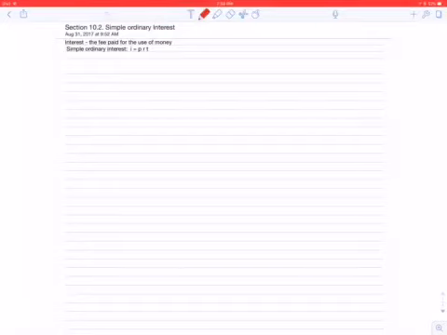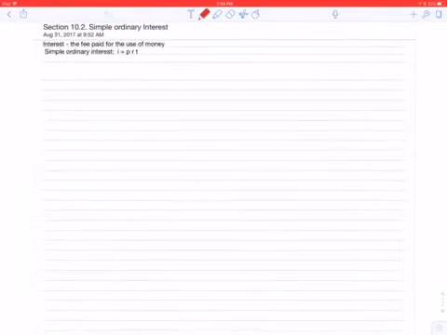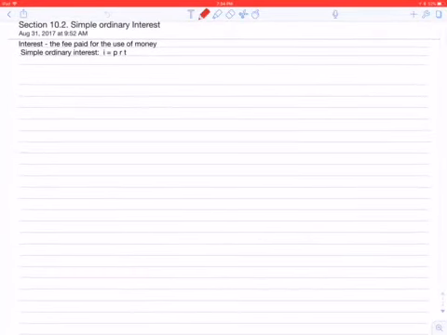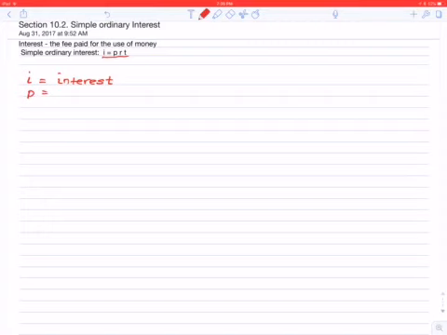Interest is the fee paid for the use of money. To find the simple interest, we use the formula I equals PRT, where I stands for interest, and that's the fee paid for the use of money. The P stands for principal. That's the money that's being used.